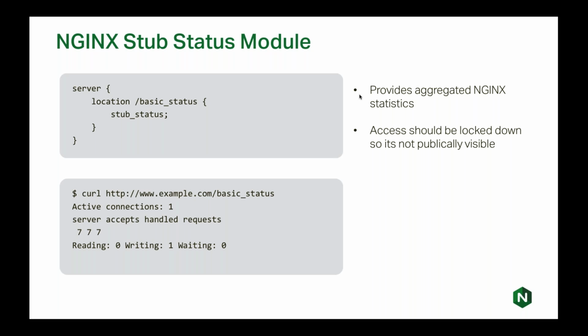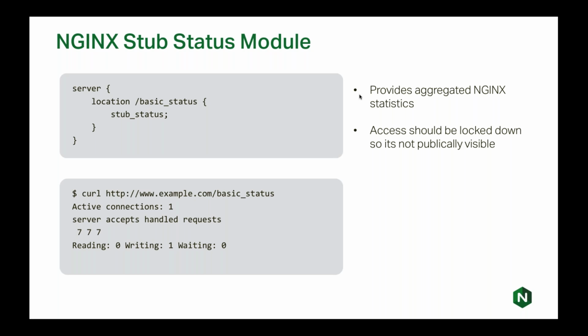So if you want to enable that module, and it's a good idea to do so, you do a location block, and it can be anything. In this case, I just use basic_status, but you can name it whatever you want to, and then just do the Stub status directive inside of that location block. And now those stats will be enabled when you either use curl or a web browser to go to my site, example.com/basic_status. Then I'll see the actual numbers there. And you'll see the active connections at this moment in time and a number of other different parameters here.